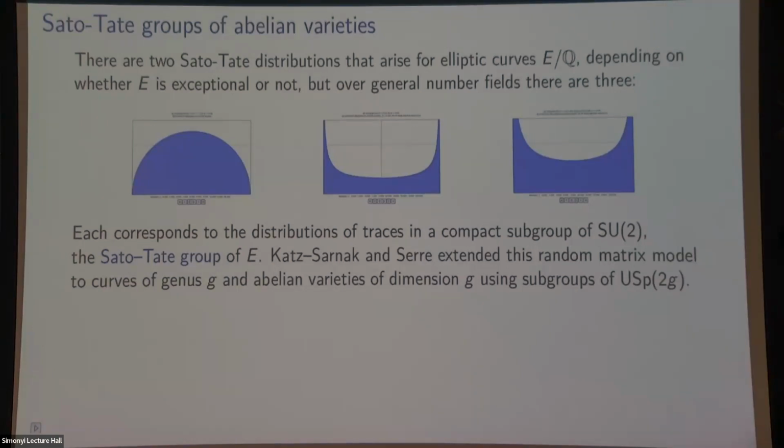So this whole notion of predicting Frobenius trace distributions with random matrix models has been vastly generalized, most notably by Katz and Sarnak, who are here in this room.